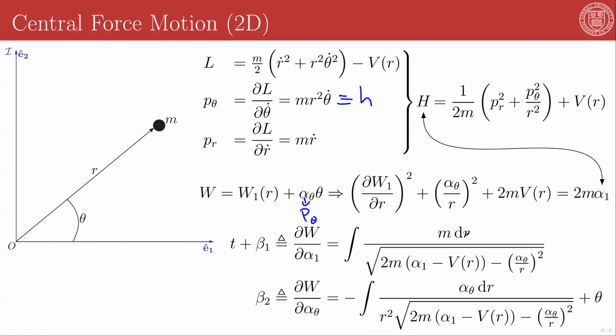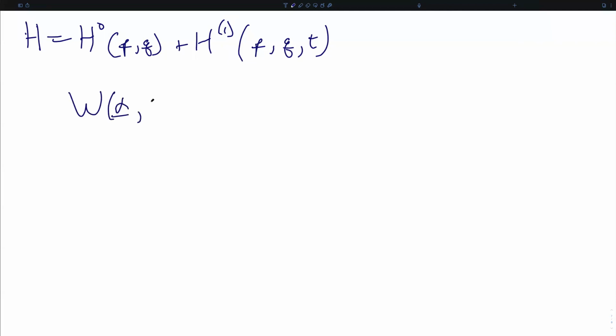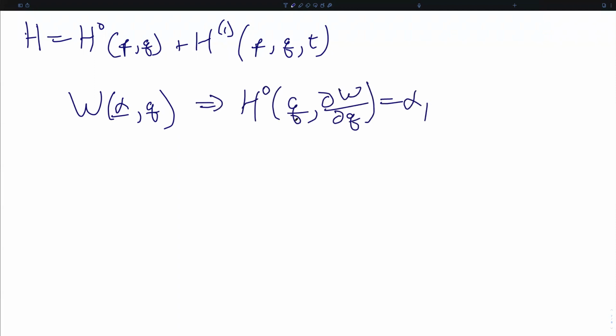Let's consider a perturbation to our original Hamiltonian. And so we write a new Hamiltonian for this system. That is, our new Hamiltonian is the original Hamiltonian, which we'll call H naught, which was independent of time, plus a small perturbing Hamiltonian, which is a function of the original phase space and time. As before, the unperturbed Hamiltonian results in Hamilton's characteristic function W of alpha and Q only. And we know that the original Hamiltonian, expressed as a function of the original generalized coordinates and the partial of the characteristic function with respect to the generalized coordinates, is equal to that original constant alpha 1.